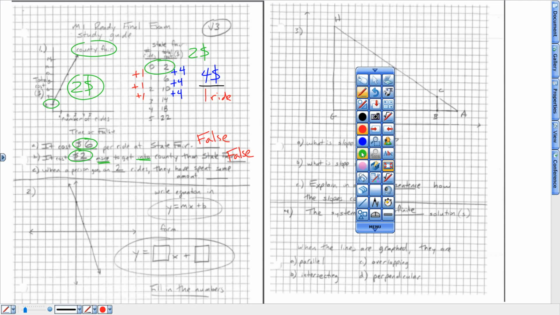All right, last question says 2 rides, they will have spent the same amount. So what I do, I look at 2, and I come up here and look at my graph and look over. It costs $10 per ride. I look over here at the 2, and I also have a 10. So I make sure I put true on that one. That one is true. They spent the same amount.